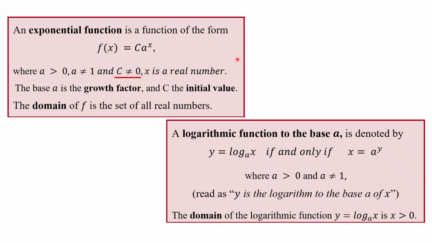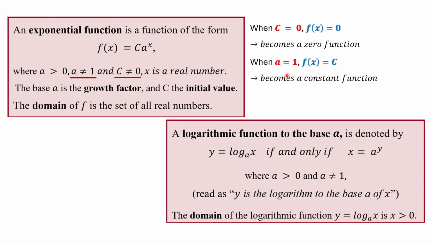For c, when c is 0, 0 times a to the x is equal to 0, so the function is not exponential. The function will be a zero function. For a, when a is 1, 1 to the power x is always 1, multiplied by c is equal to c, so the function becomes a constant function. And when a is negative, having a negative base and the power is a fraction, like the square root of a negative number, it will be undefined.